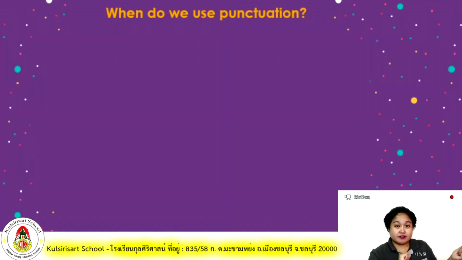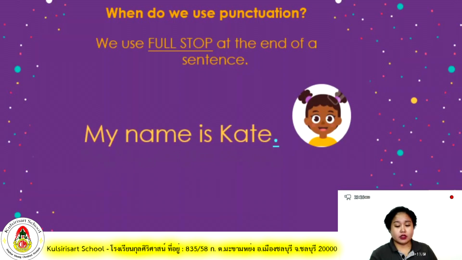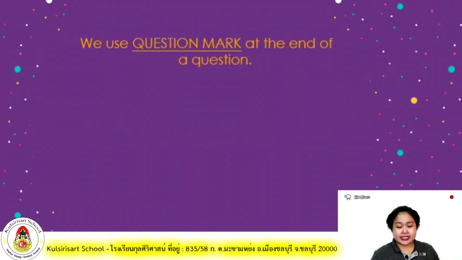Let's start with full stop. We use full stop at the end of a sentence. For example, my name is Kate. Period or full stop. In a full sentence, my name is Kate, we add full stop to end a sentence. Can you read the sentence again? Very good.